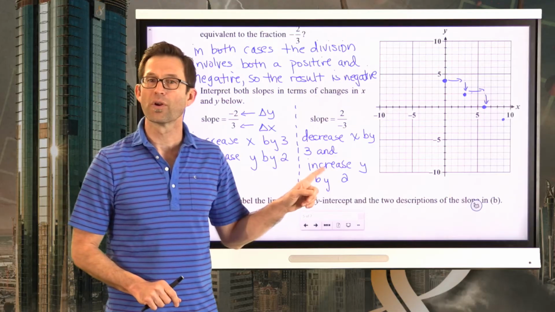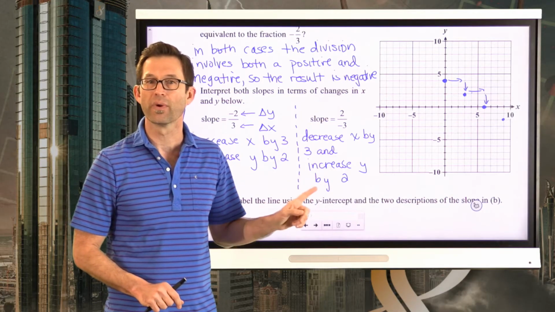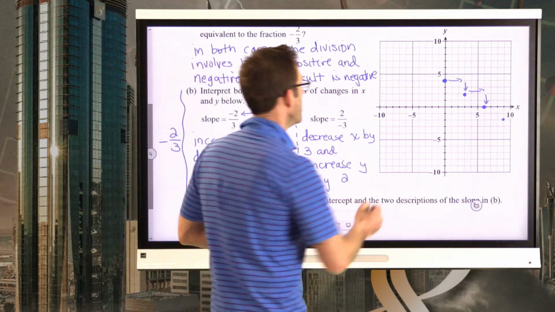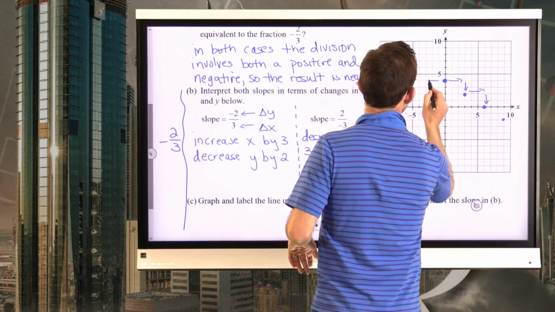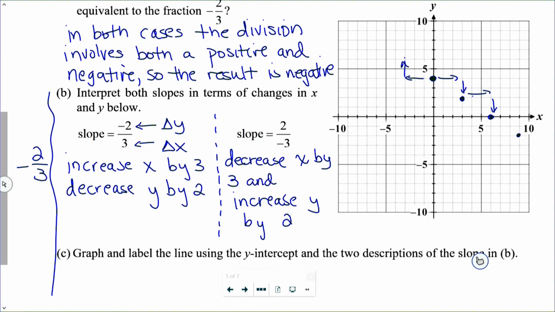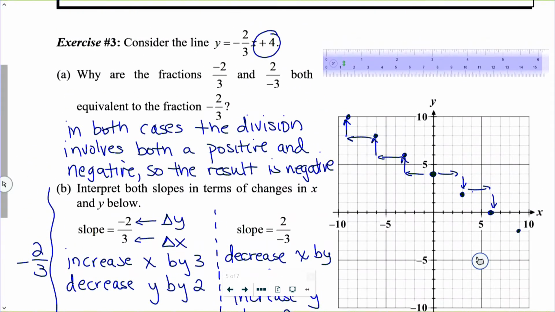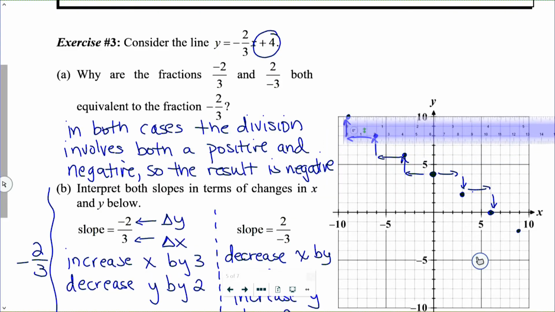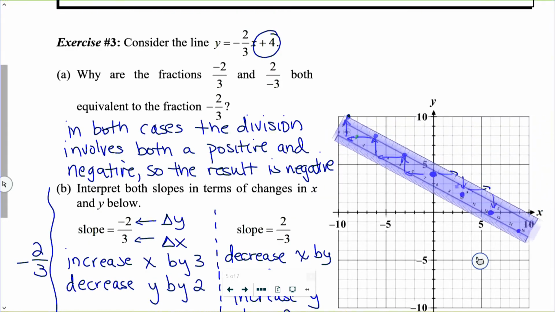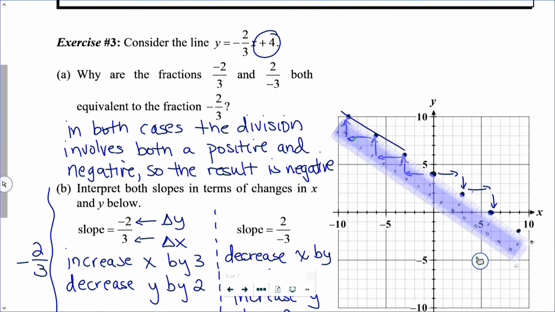But now if I interpret it this way, decrease x by 3, increase y by 2, that does the following. Decrease x by 3, increase y by 2. And what we should see at this point is that every single one of those points lies on that nice straight line.